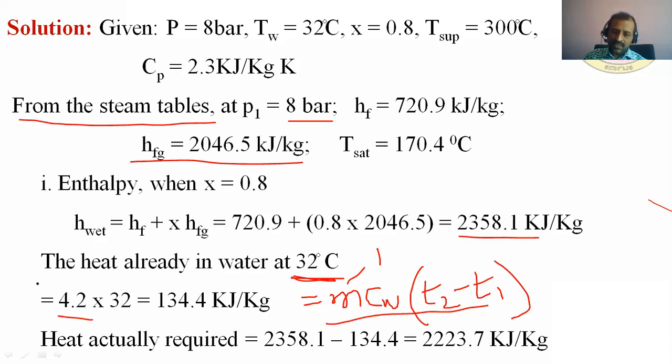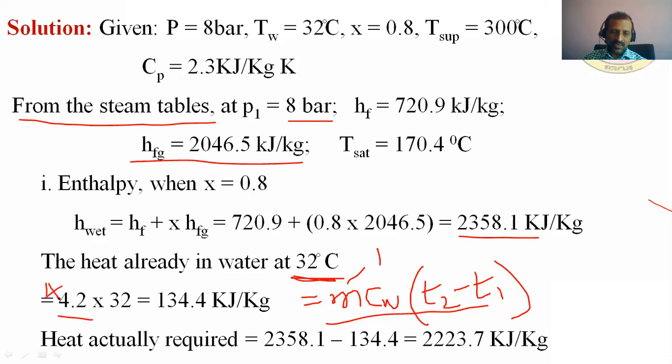He has not written this formula here. Why has he not written this formula here again? Because you have already studied it in your basic thermal engineering. He assumes that you have learned it and you will know it, so he directly puts it. So keep on reading your previous semester books also. So here this is the formula. We have used it in the basic thermal engineering. The same formula is used here.